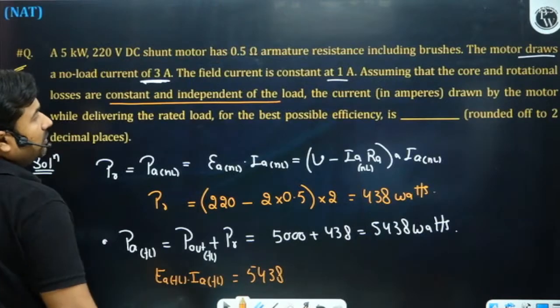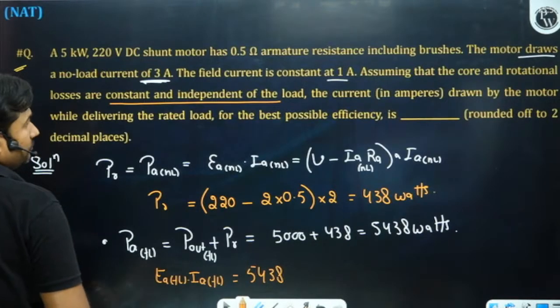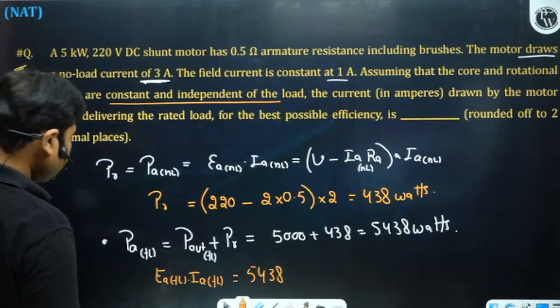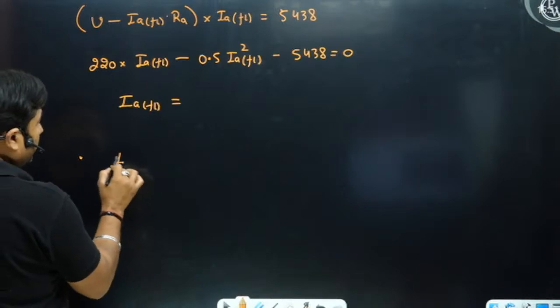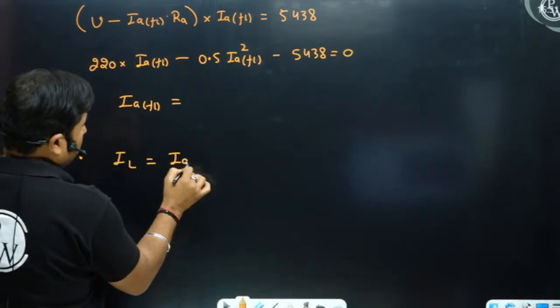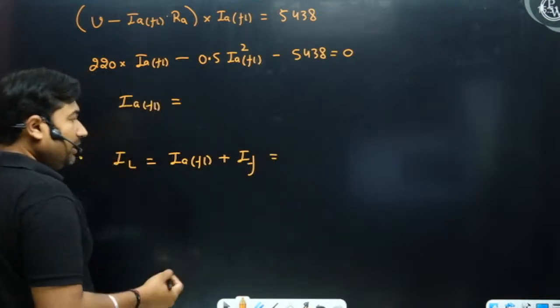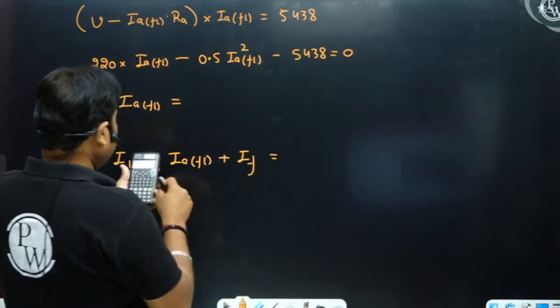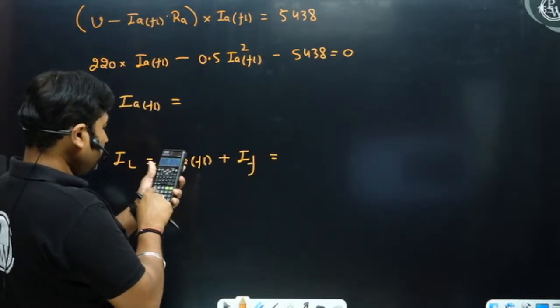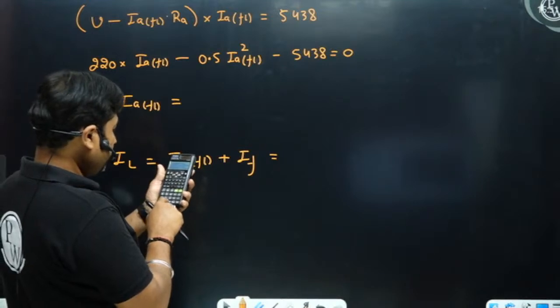Once we are able to calculate IA full load, then the current drawn by the motor, the line current, will become armature current plus field current. Field current is fixed as 1 ampere, so you can easily calculate. We only need to solve this quadratic equation.